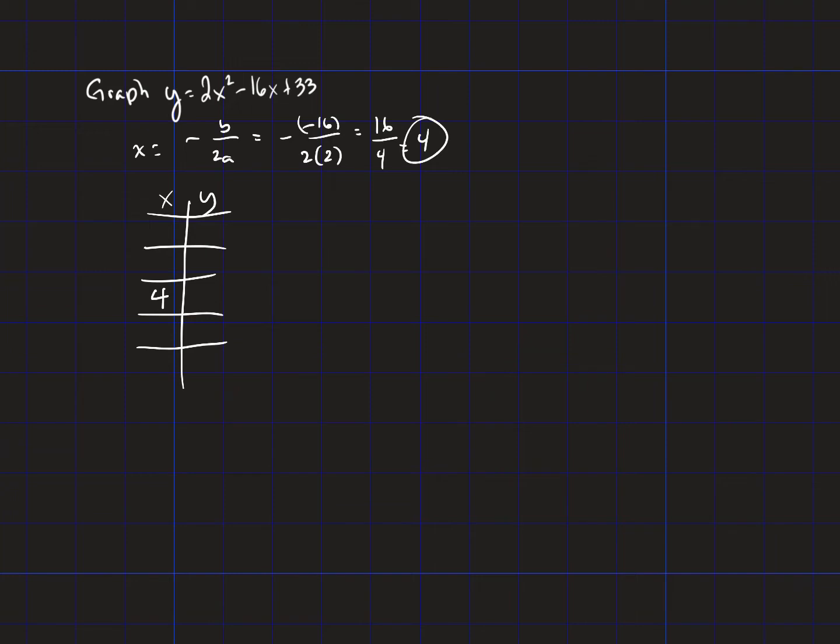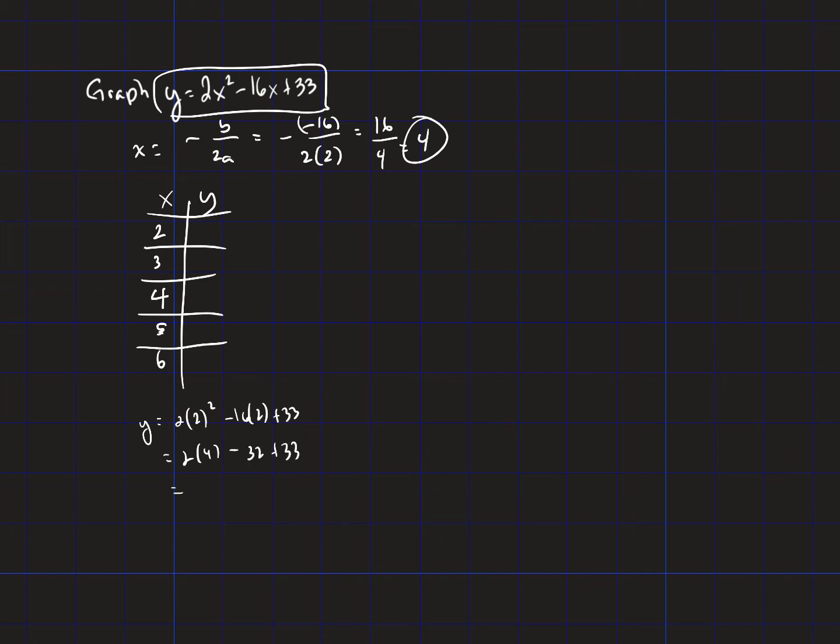So numbers that are around 4, numbers that are smaller are like 2 and 3, and numbers that are bigger are 5 and 6. And now I'm going to take each of those numbers and plug them into the equation for x. So an example would be plugging in 2. So y is 2 times 2 squared minus 16 times 2 plus 33. So let's see, that would be 2 times 4 minus 32 plus 33. So that's 8 minus 32 plus 33. So that's going to be 8 plus 1, which is 9.